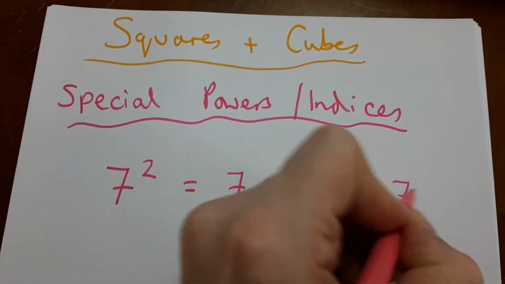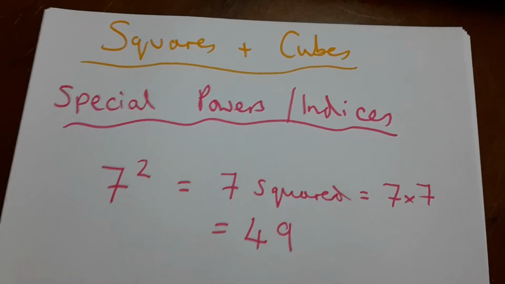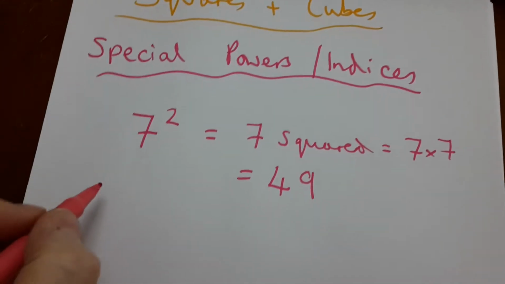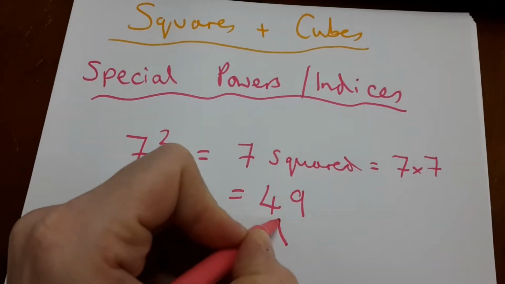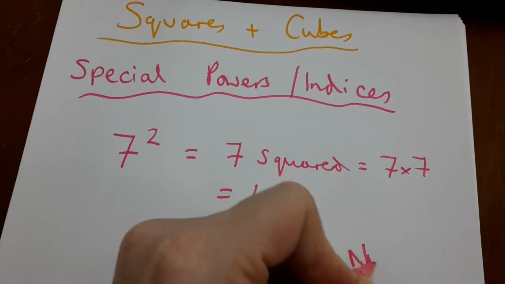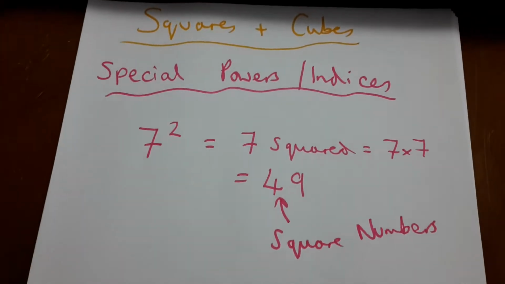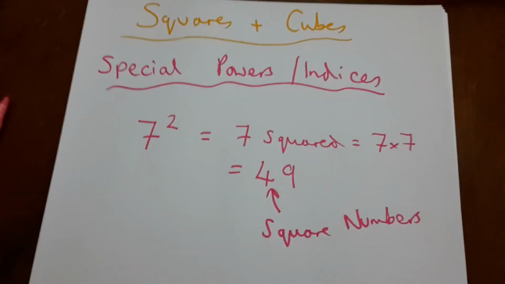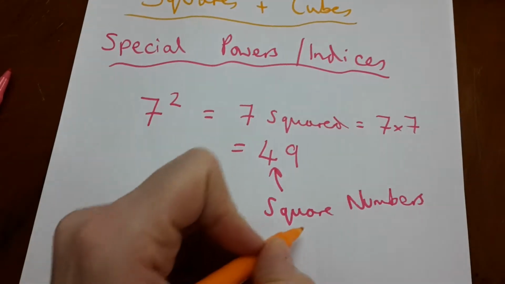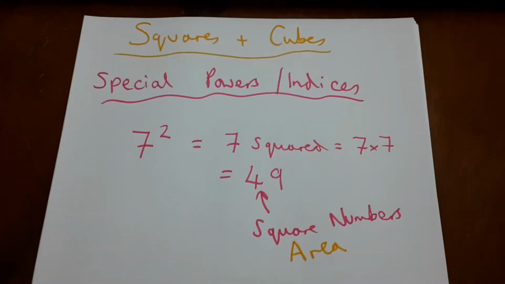So that means 7 times 7. And that equals 49. So 49 is therefore a square number. Now, why we have square numbers is because they tell us the area of a square with certain side lengths.